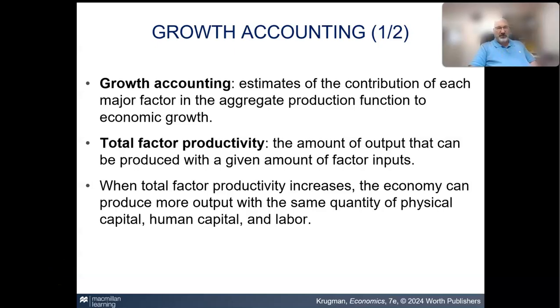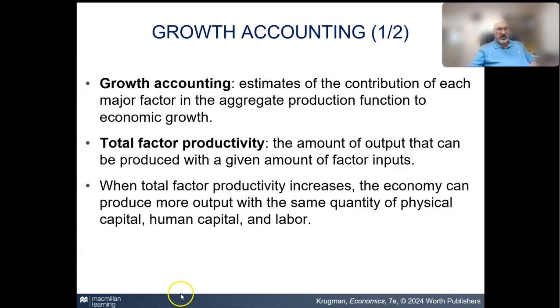Growth accounting. Growth accounting is just estimates of the contribution of each major factor in the aggregate production function to economic growth. So what does everything contribute? Total factor productivity is the amount of output that can be produced with a given amount of factor inputs. When total factor productivity increases, the economy can produce more output. That just kind of makes sense, right? If the factors become more productive, output increases.